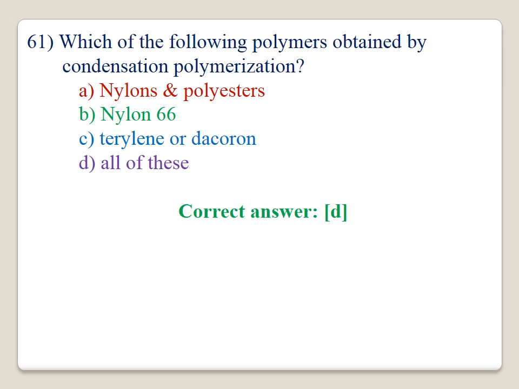61. Which of the following polymers are obtained by condensation polymerization? Here option A, nylon polyester, B, nylon 66, C, terylene and dacron, and D, all of this. The correct answer is all of this. All these types of polymers are obtained by condensation polymerization.